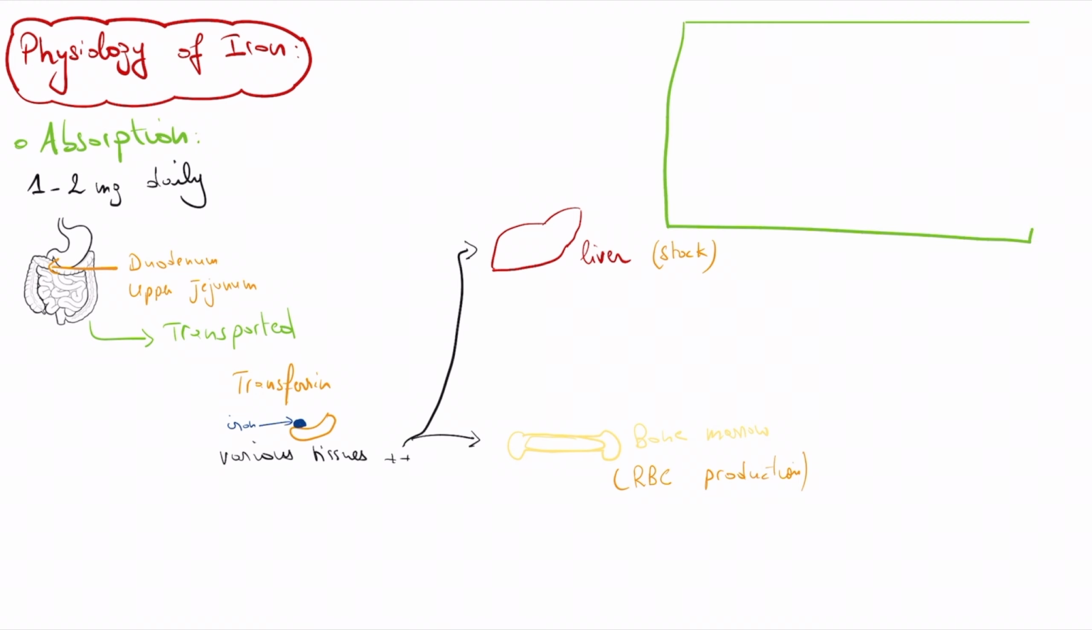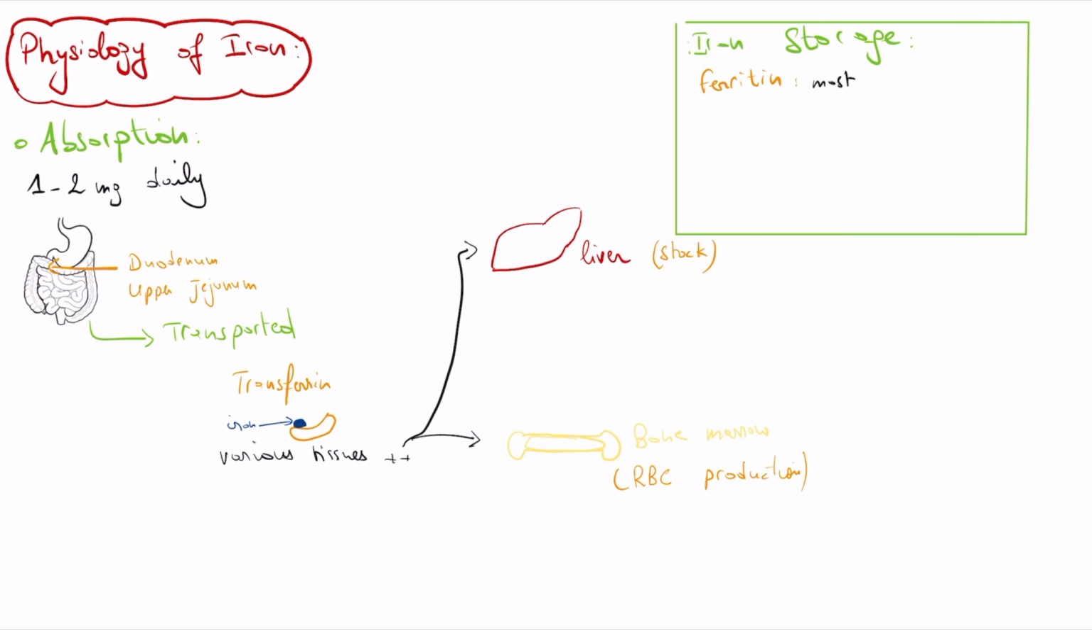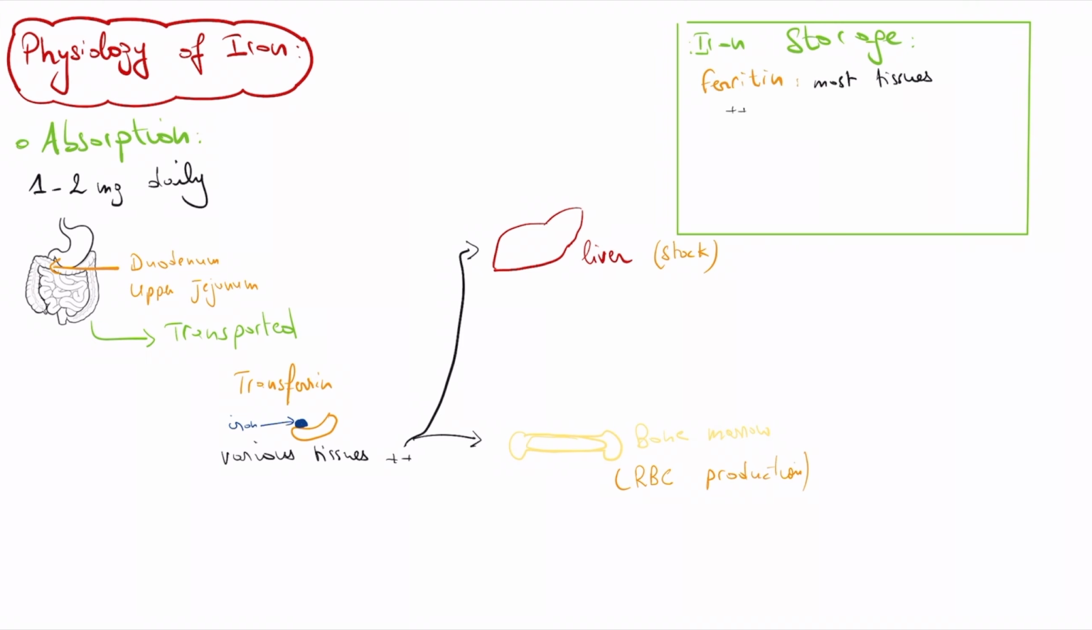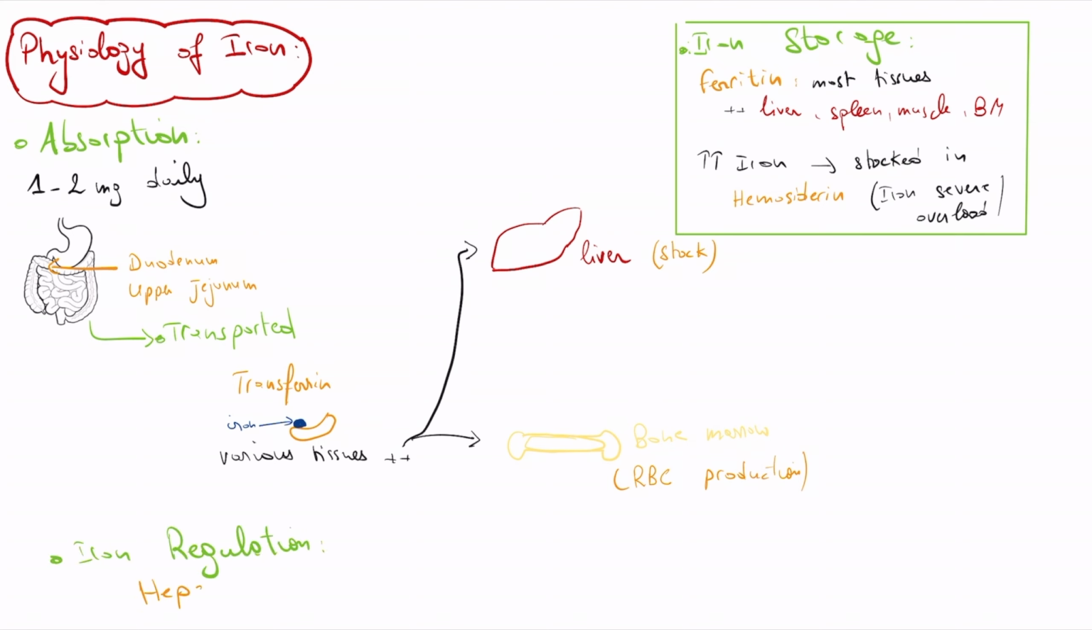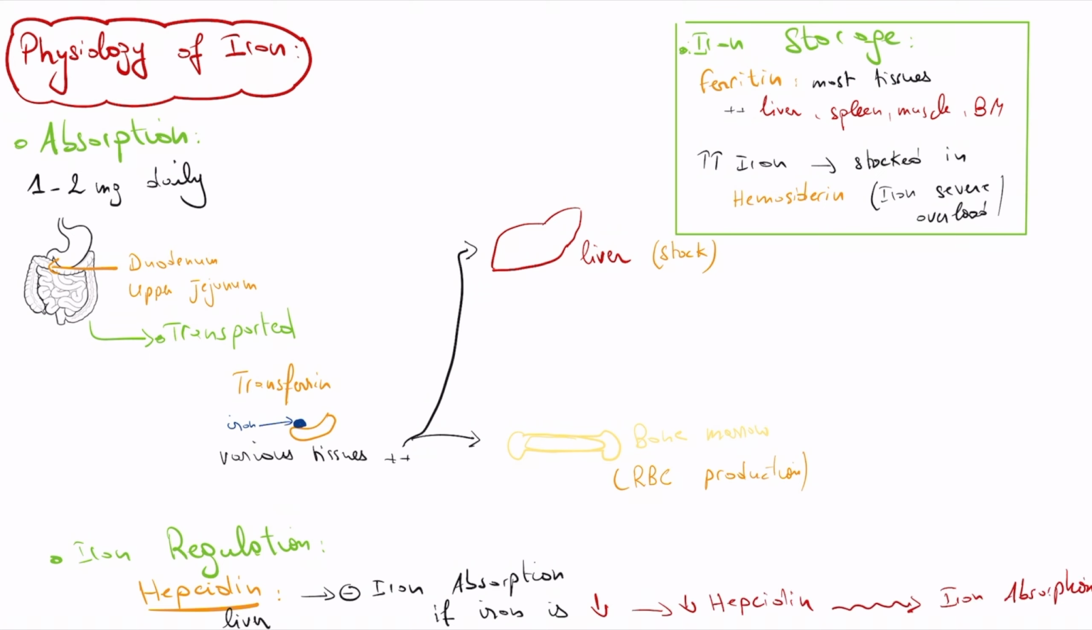Iron is stored in ferritin, a protein that's found in most tissues, especially the liver, the spleen, the muscles, and the bone marrow. If there is a severe overload of iron, it's stocked in hemosiderin. Iron is regulated with hepcidin, which is secreted by the liver. It inhibits iron absorption. When there are low levels of iron, hepcidin secretion is then reduced to promote iron absorption.